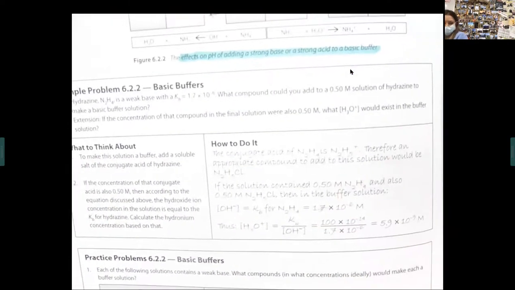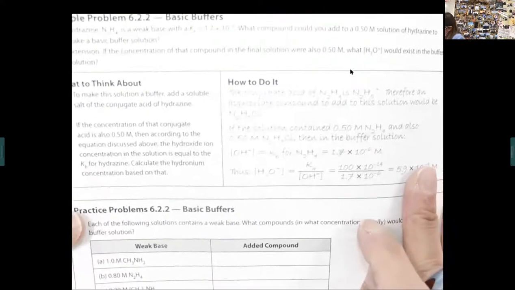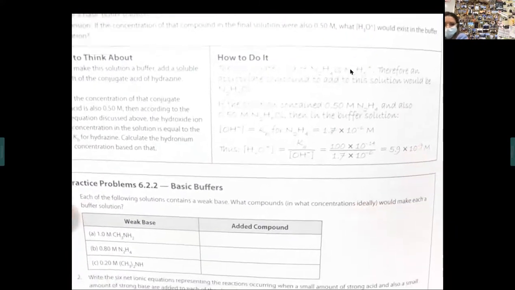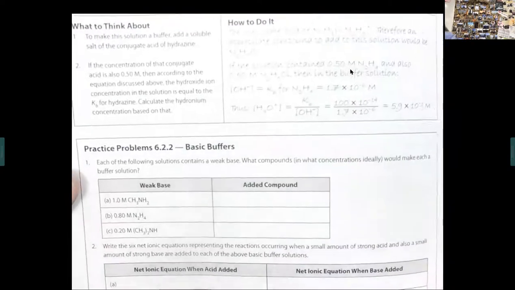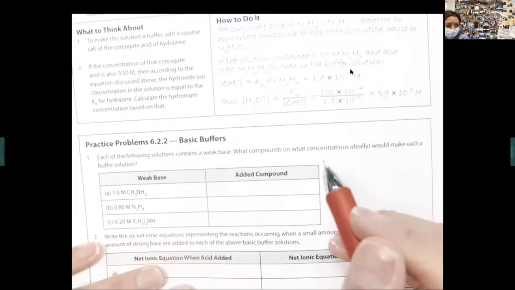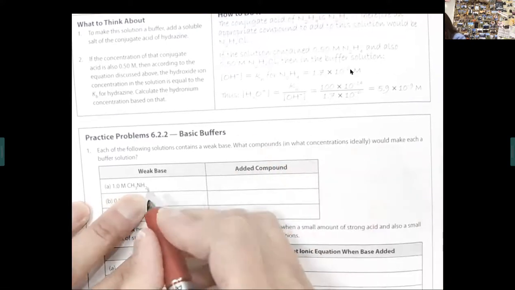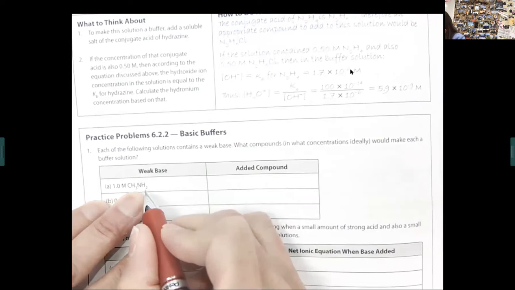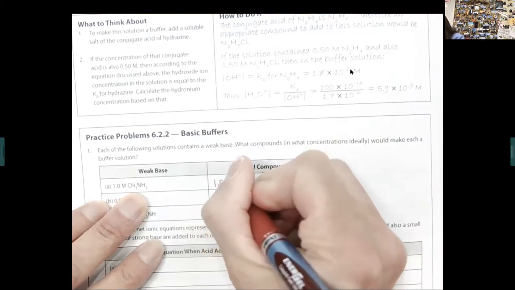Let's take a look at the practice problems at the bottom of the page. So here it says, each of the following solutions contains a weak base. What compounds would make each a buffer solution? And they want to know what concentration ideally would do that. So if you've got a 1 molar CH3NH2, you're going to lose one of these. You're going to gain, you want to gain a hydrogen. So you want the concentration to be the same.